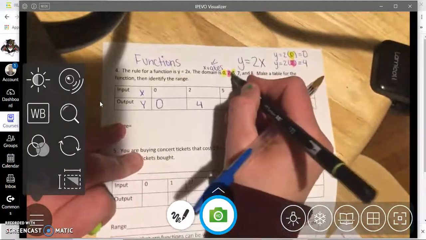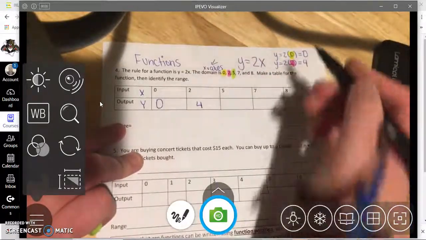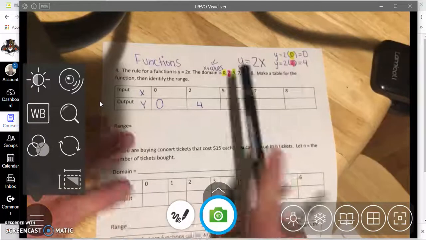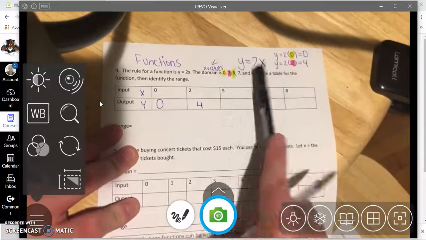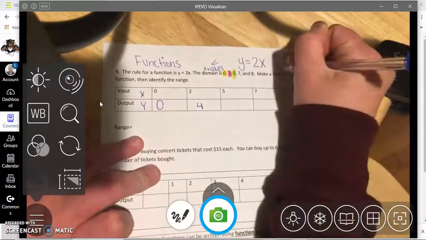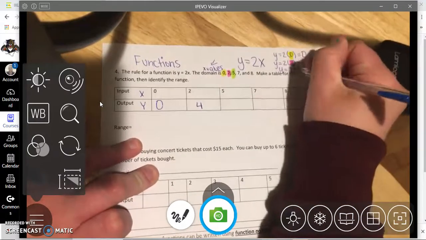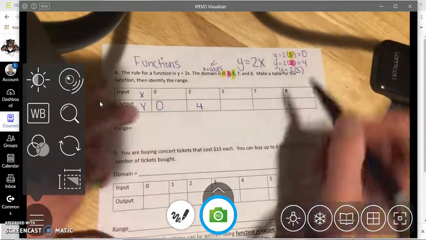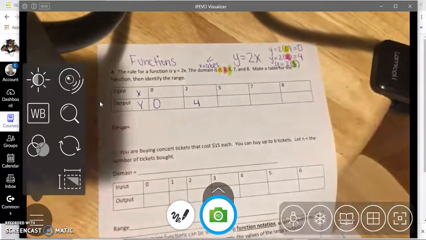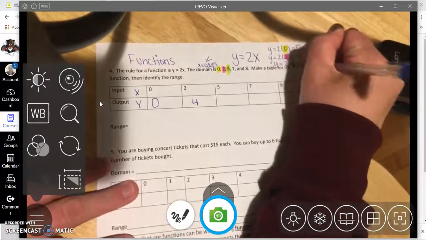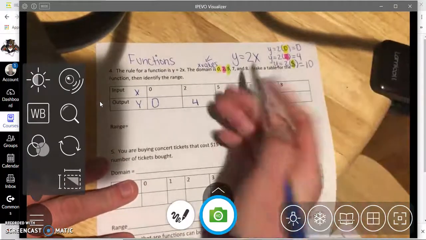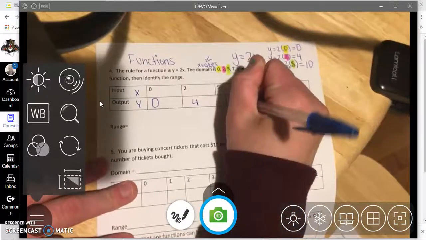When your x value is 5, you're going to plug it into this original equation, y equals 2x. So y equals 2 times now 5. Sorry, that doesn't really look like a 5. 2 times 5 is 10. So we put a 10 down here.